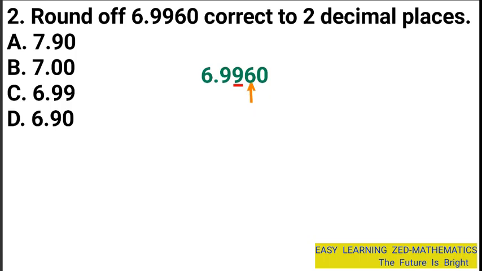So the numbers that won't be affected are 6.9. However, we don't have to write the number 9 and 6. We are just going to write those two to show that these are not going to be affected. Now when we look at 6, which is going to be removed, is it equal to 5, greater than 5, or less than 5? We know that 6 is greater than 5.